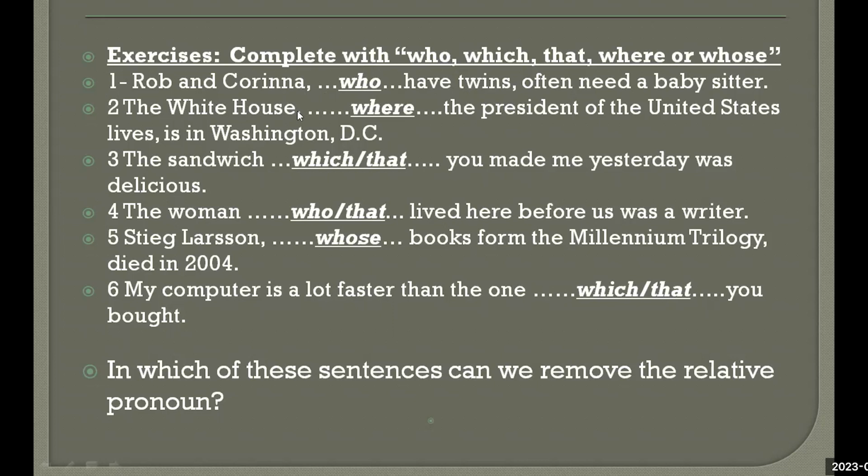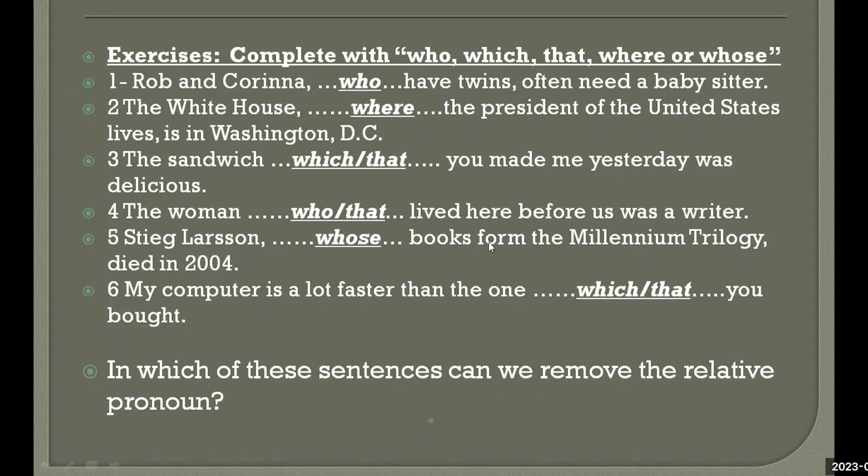Number two, the White House is a place where the President of the United States lives. Number three, the sandwich which you made me yesterday was delicious. And we can replace which and use that, because this is a defining relative clause. The woman who lived here before us was a waiter, and we can use that instead of who, because this is also a defining relative clause.